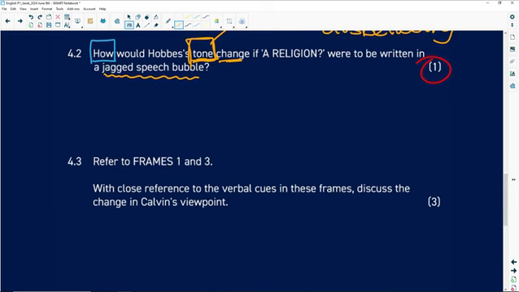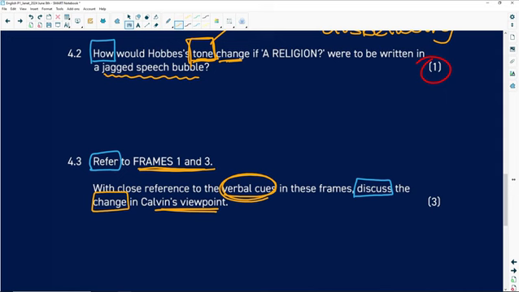Now be very, very careful. You are often told which frames to refer to. It's really important that you look at the right frames. So what must I do once I've looked at the right frames? I must discuss. What do I have to discuss? The change in the viewpoint. And do I have to look at anything else? Yes, I've got to look at the verbal cues. Verbal. Not visual, verbal. So it's really, really important.